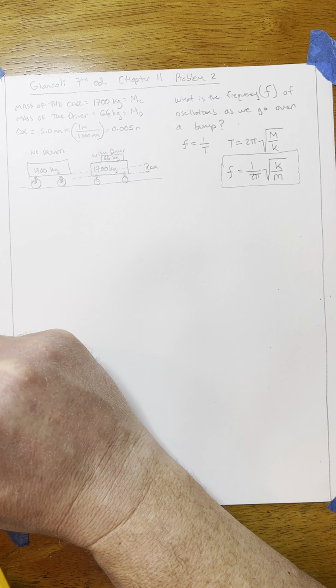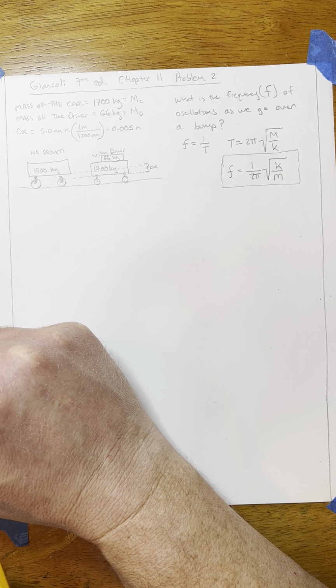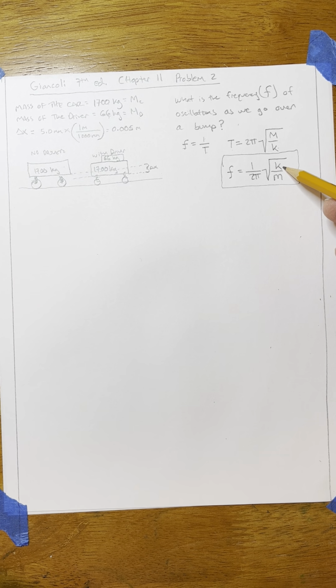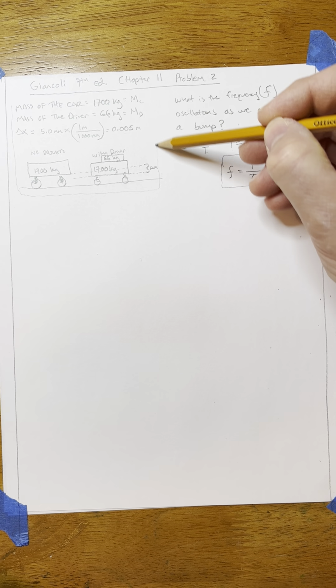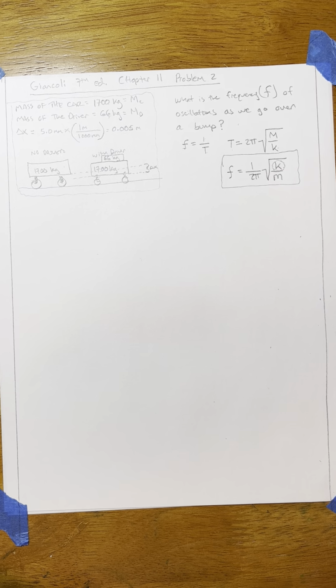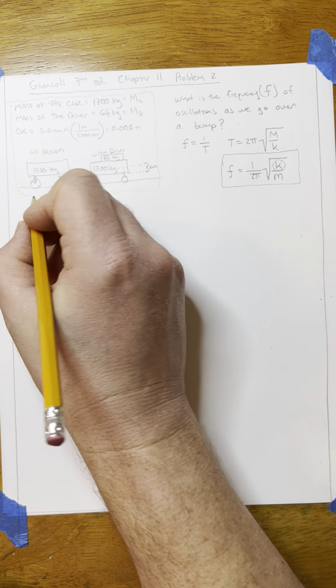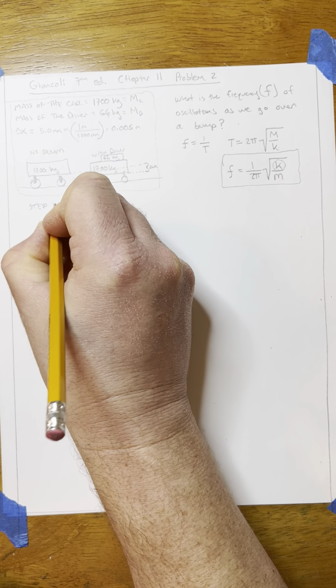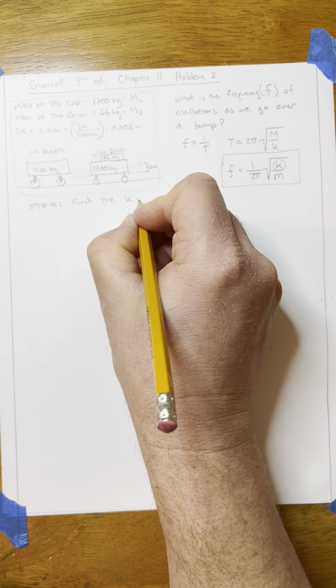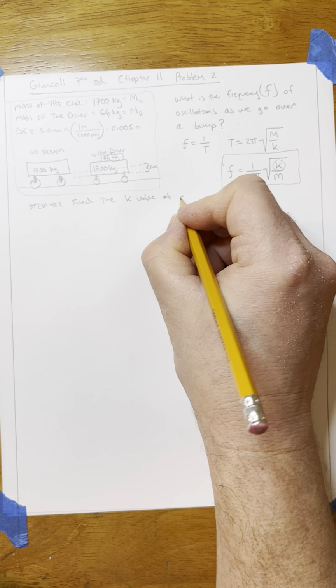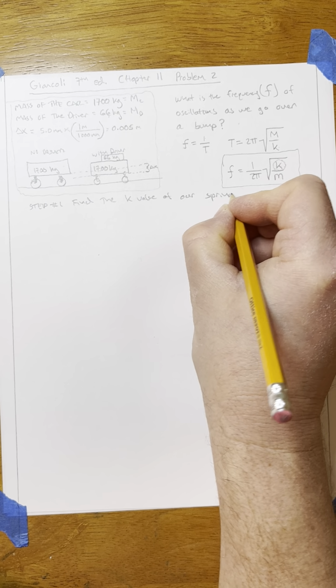So that's how we're going to model this. We're going to model this whole situation like it's a mass on a spring. Before we can figure out the frequency, though, we need to find that k value. So we're missing this piece of information right now. So step number one is going to be to use this information right here to determine our k value. So step number one, find the k value of our spring.